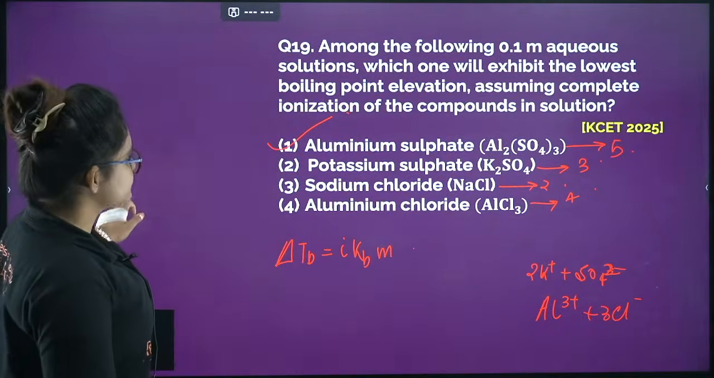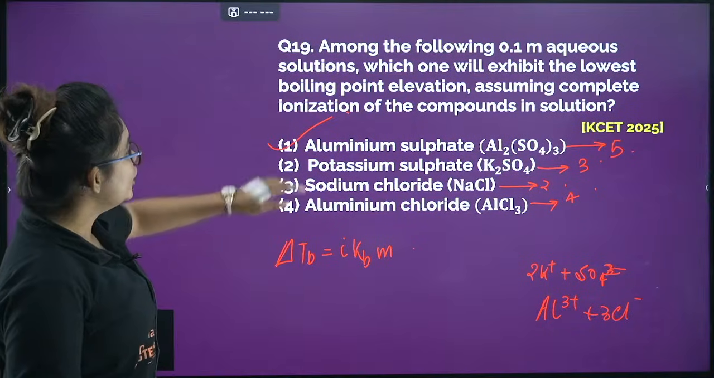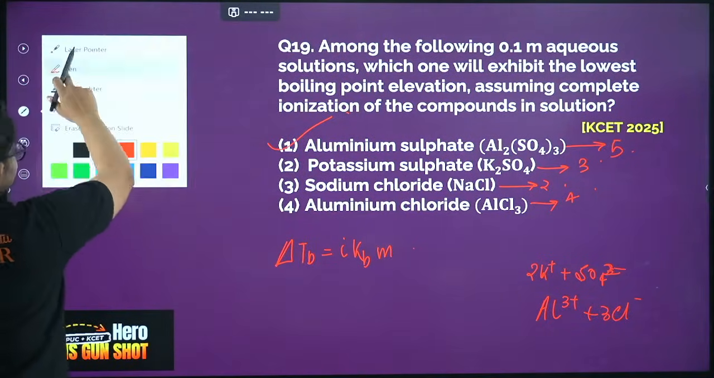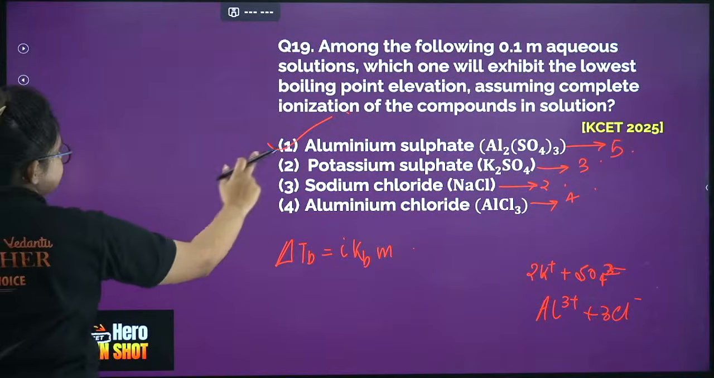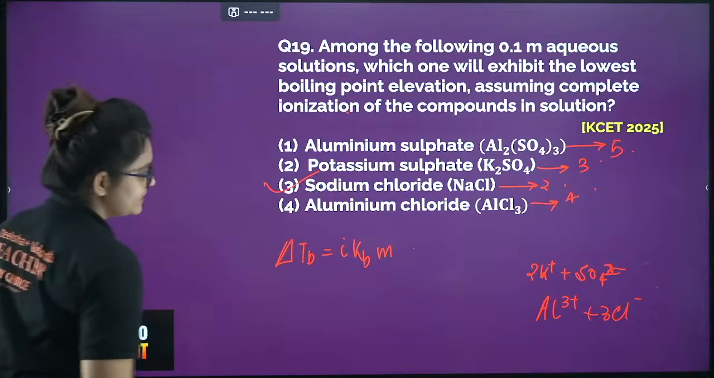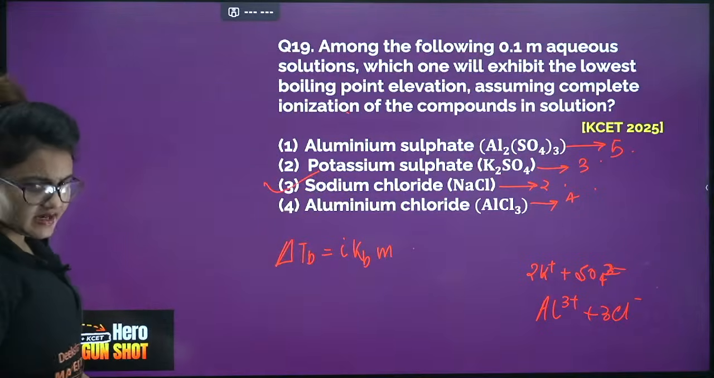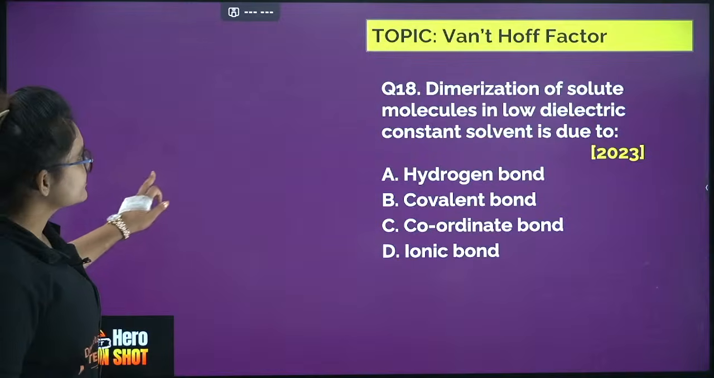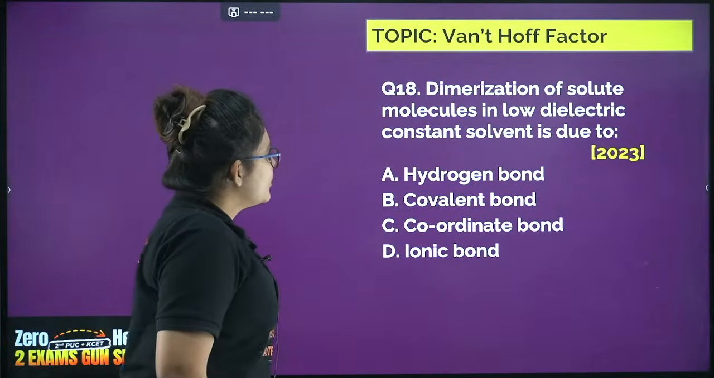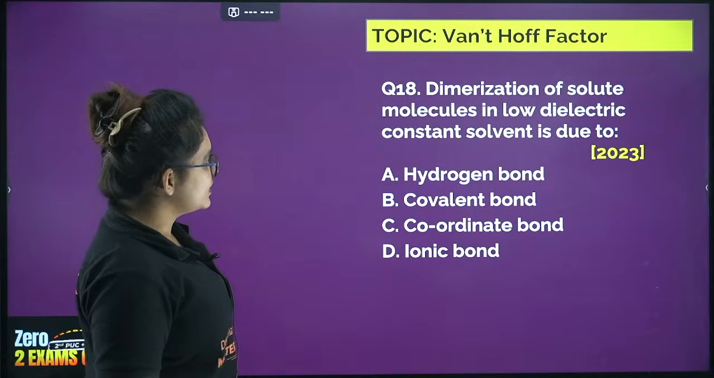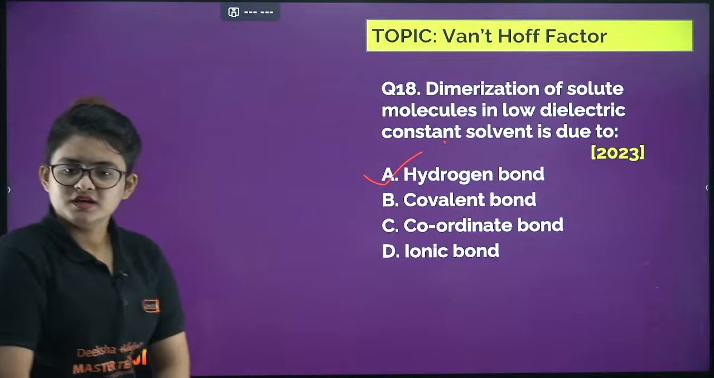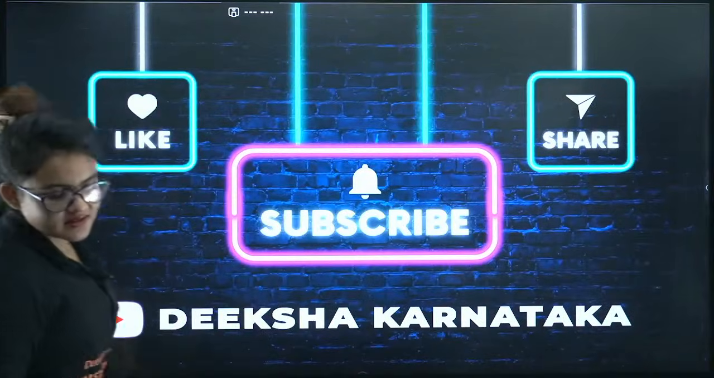Let's proceed. Wait, it asks for the lowest boiling point elevation. So the lowest will come for sodium chloride, right? The i value is lower. I guess it's clear. Let's proceed further. Here you can see Van't Hoff factor. Dimerization of solute molecules in a low dielectric constant solvent is definitely due to hydrogen bonding. So yeah, that's it.